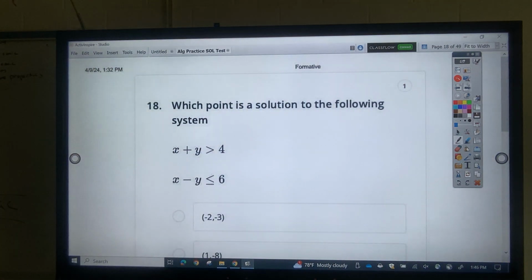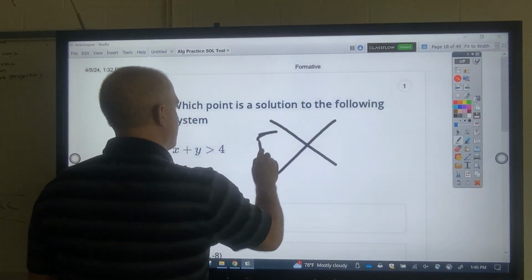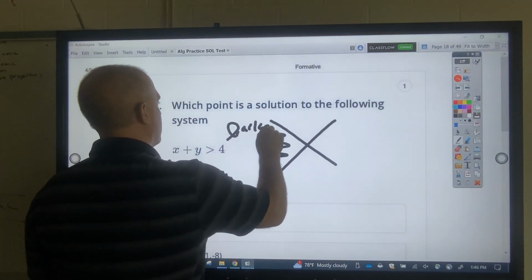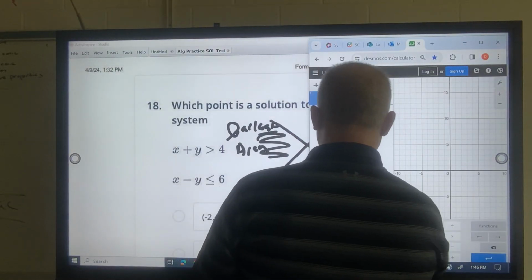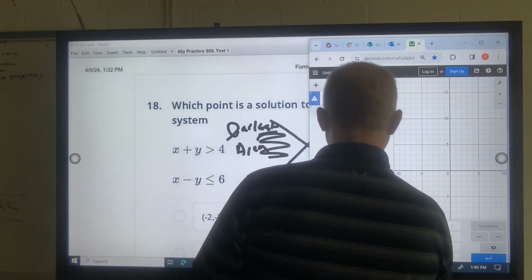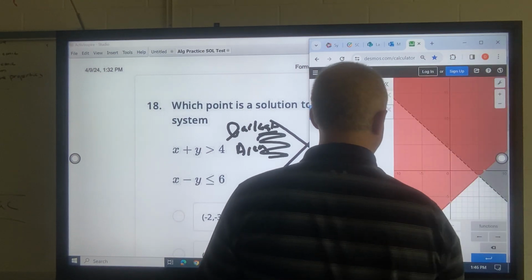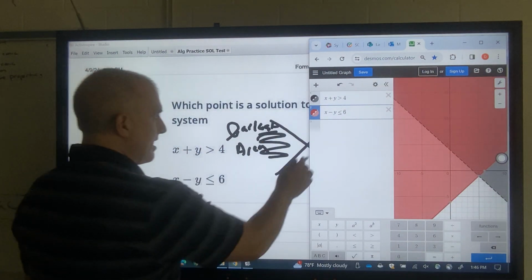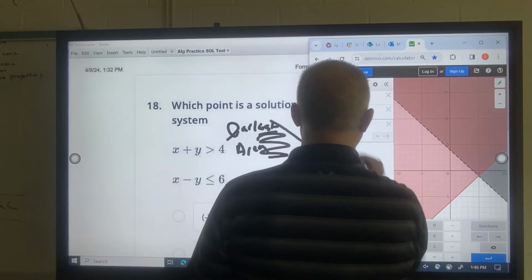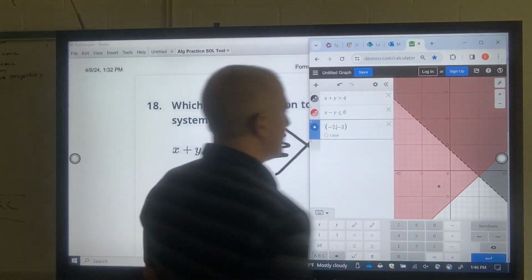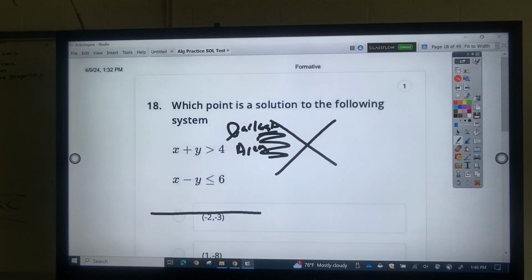18, which point is a solution to the following system? So when you have this, you're looking for the darkest area. All right, so what I want to do is graph this: x plus y greater than 4, x minus y less than or equal to 6. Now these points, if I put them in, negative 2, negative 3, they've got to end up in the darkest area. Well, there's the darkest area, so this isn't an answer. Okay, let's check out what the other ones are.